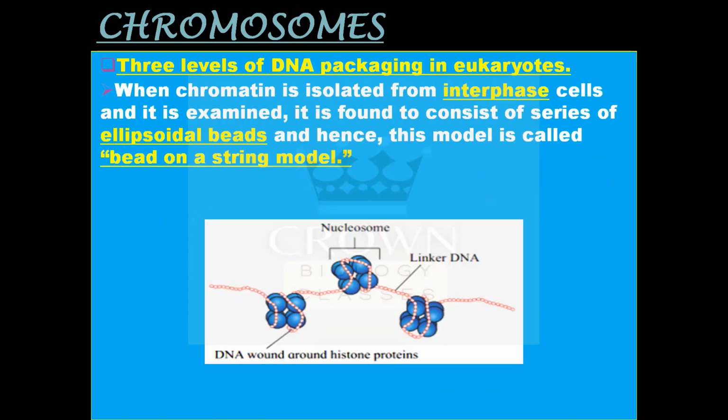There are three levels of DNA packaging in eukaryotes. When chromatin is isolated from interphase cells, when we arrest the cell at interphase of mitosis, and the chromatin of that cell is examined, it is found to consist of a series of ellipsoidal beads, and hence this model is called bead on a string model. This diagram below clearly illustrates the bead on a string model. As you can see, the DNA is wound around histone proteins, making a structure that is known as nucleosome, and linker DNA is also associated with it.